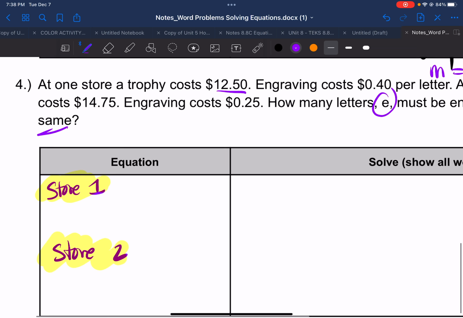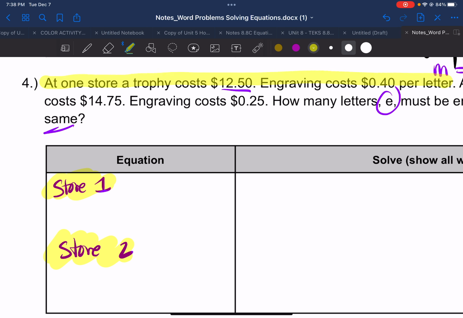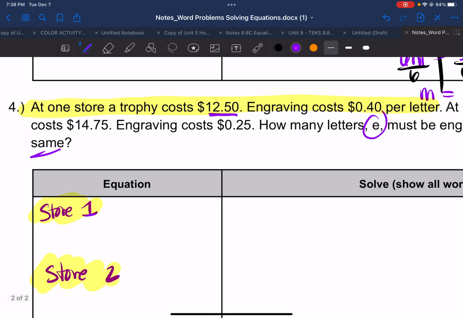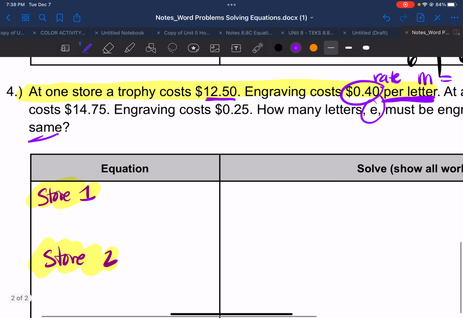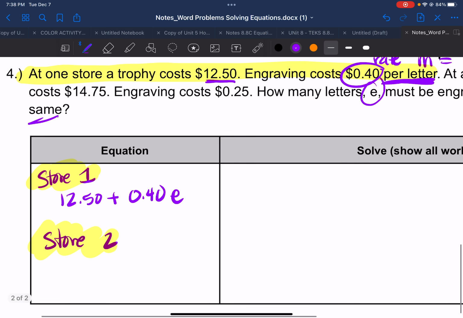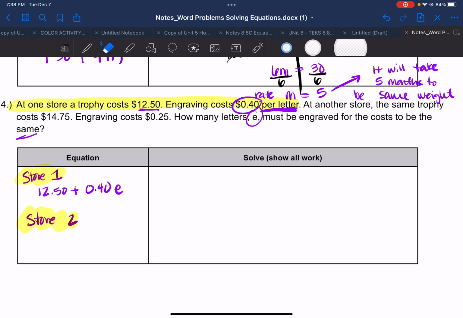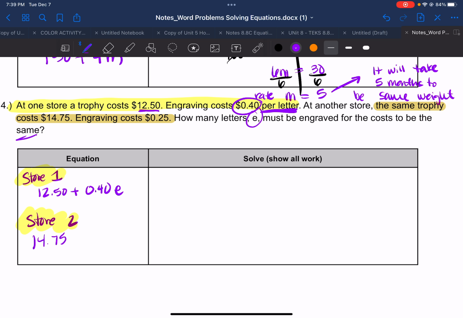Let's look at store 1's rate. So if it costs $12.50 and then 40 cents per letter, there's my rate right here. So this is going to be 12.50 plus 0.40E, and we're going to use E instead of X this time. All right, store 2, what is store 2? Store number 2 is $14.75 and then costs 25 cents. So this is going to be 14.75 plus 0.25E.